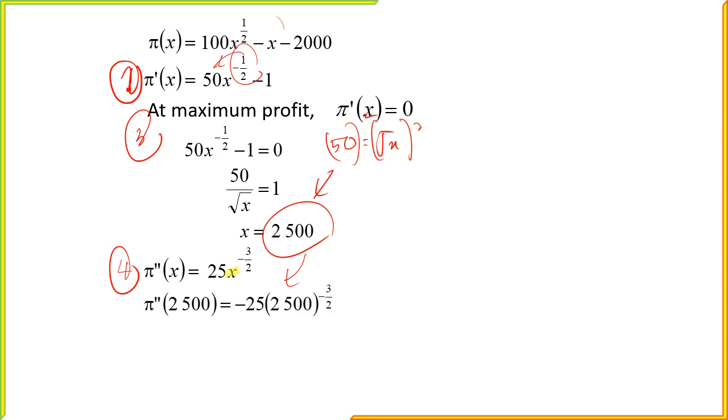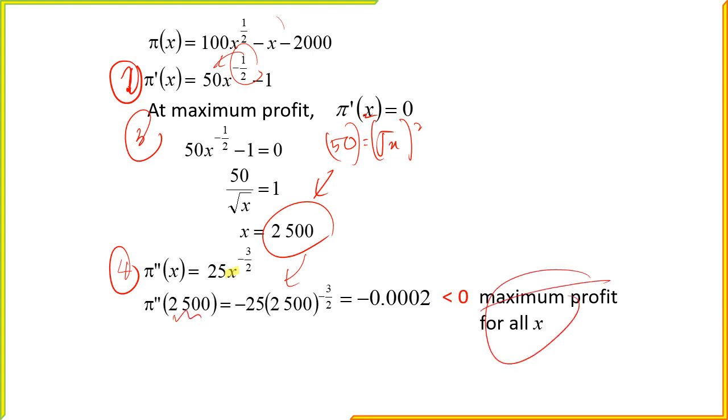So substitute x equal to 2500, we get equal to negative 0.002, which is a negative number, which is less than 0. So maximum profit for x equal to 2500, not for all values of x. This one is wrong, so let me correct this. It should be maximum profit for x equal to 2500 only, because we are checking for 2500.